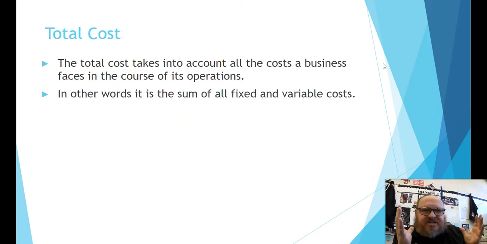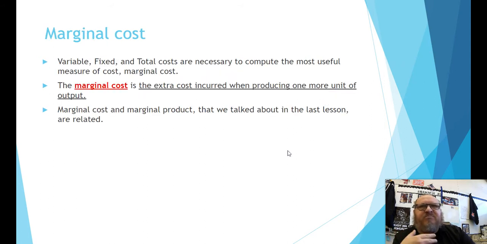So then total cost is just like it sounds. Okay, it's the total cost. So it's the sum of the variable and the fixed costs together, right? That's the sum, right? Those two things added together is the total cost. So once we've gotten the total cost, then we can move on to the most important measure for a business, which is the marginal cost.